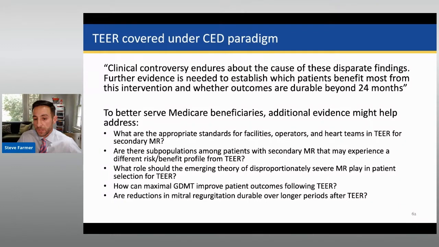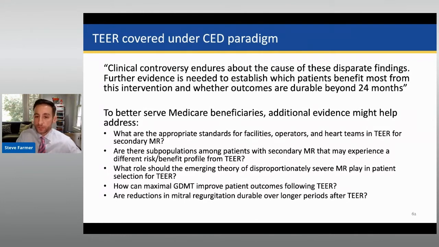Those questions address, for example, what are the appropriate standards for facilities, operators, and heart teams? What is the relative benefit of TEER in various subpopulations of FMR, such as those with various excluded comorbidities? Is there evidence confirming the theory of disproportionately severe MR in the COAP study? And what is the role of guideline-directed medical therapy after TEER? And lastly, we wanted evidence that the durability of the intervention persisted beyond 24 months. And once those questions and those evidence gaps have been sufficiently addressed, we can reconsider whether ongoing CED is required.